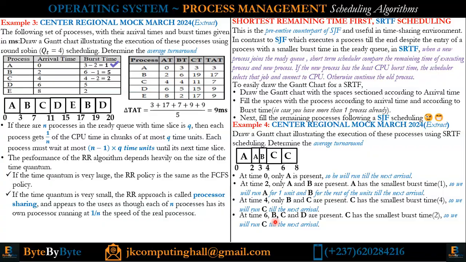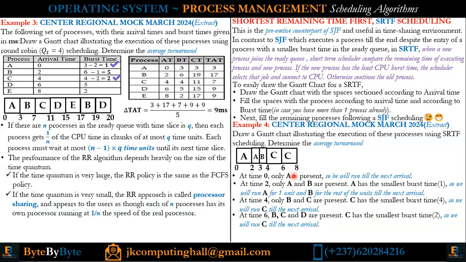Now, at time 6, B, C, and D are present because D enters at time 6. When you compare, B has 5, C has 2, and D has 5. So C has the smallest burst time, and we will run C till the next arrival. That's why you have C here from 6 to 8, meaning that C has completed its execution, as you can see.